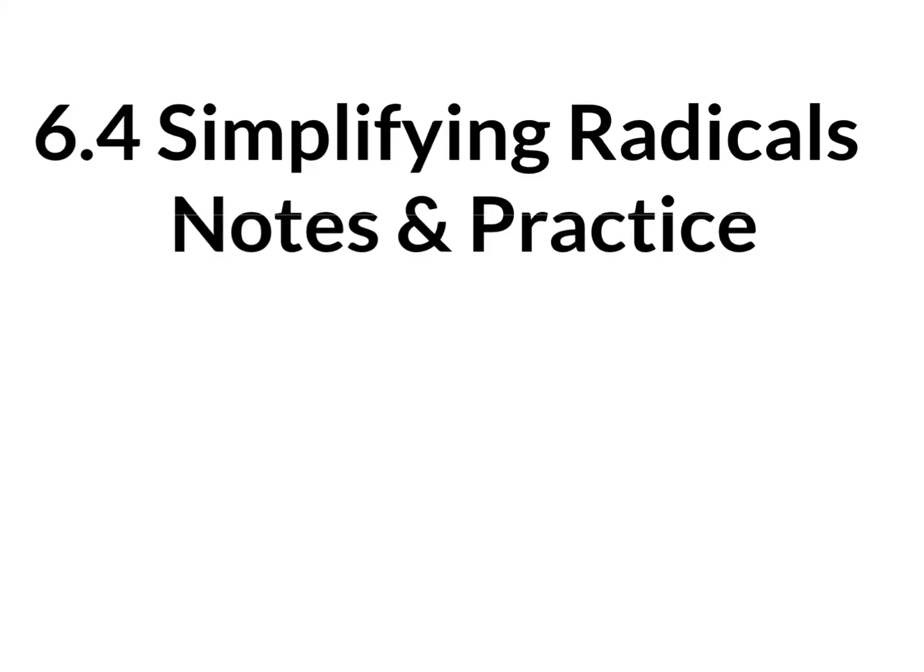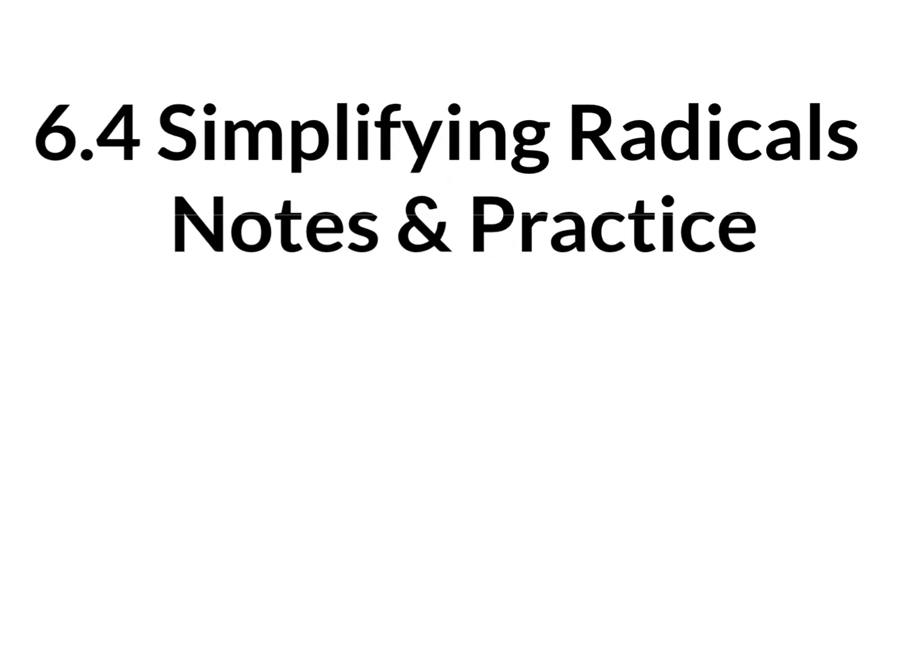So here we go. We are beginning section 6.4. It's simplifying radicals. And what is a radical? It's any type of root. We talk about square roots, cube roots, fourth roots. Those are all radicals. We've been dealing with square roots in the past.